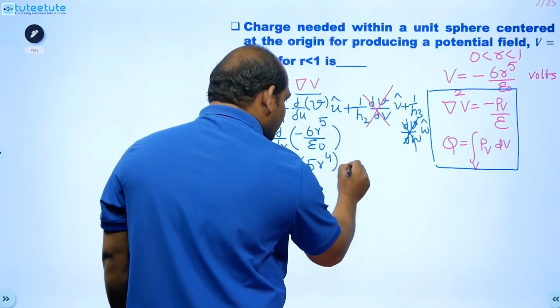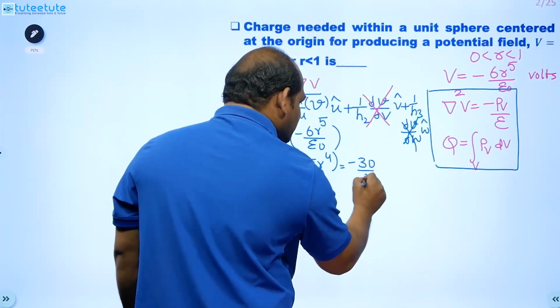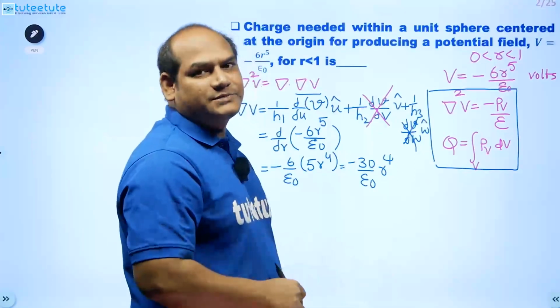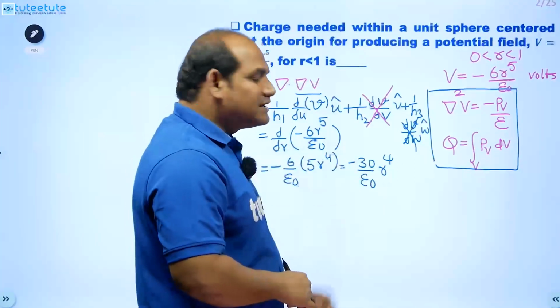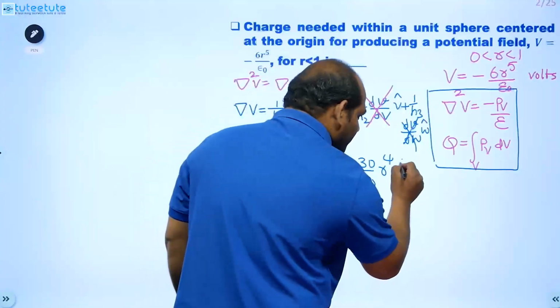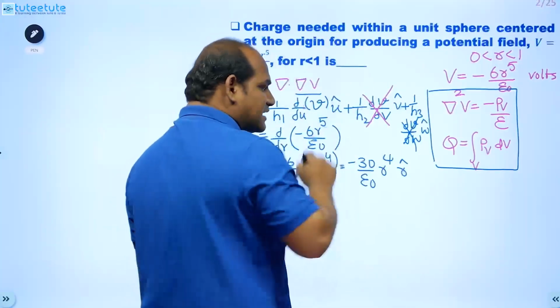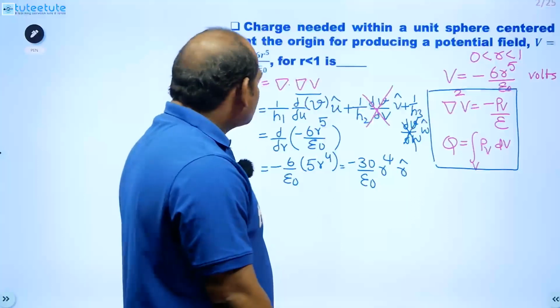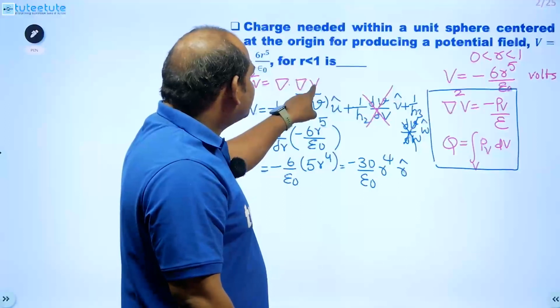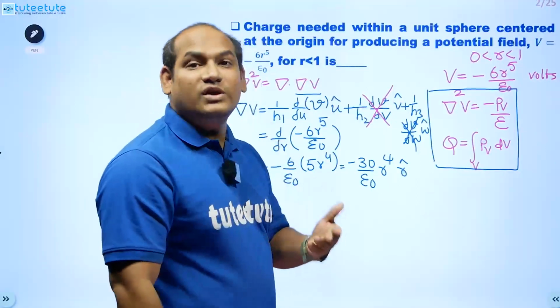So this is equal to, we can write minus 30 by epsilon naught into r power 4. This is just the gradient. Now on this gradient, because it is a vector, we need to represent the unit vector also. Here u cap is there, that is nothing but r cap. So this is the vector. Now on this vector we need to perform the divergence, then you are going to get del square V.